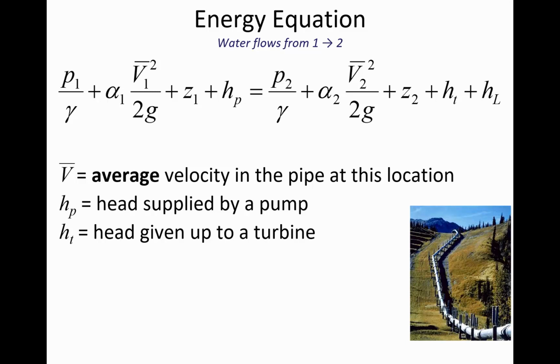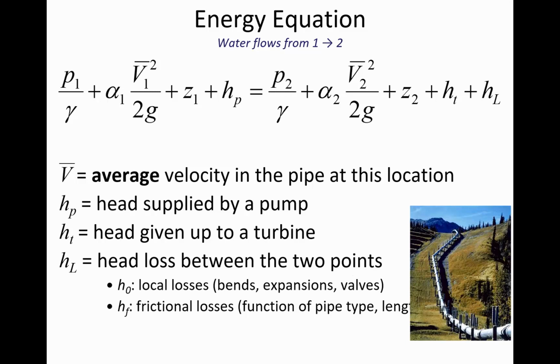H sub T on the right side, if energy is being removed between point 1 and point 2, then it's going to reduce how much energy is left over to go into the pressure, velocity, and elevation head terms. And so it's on the right-hand side because when you extract energy from a system, that would effectively reduce the pressure at location 2.